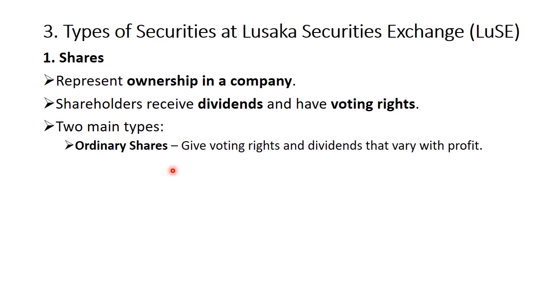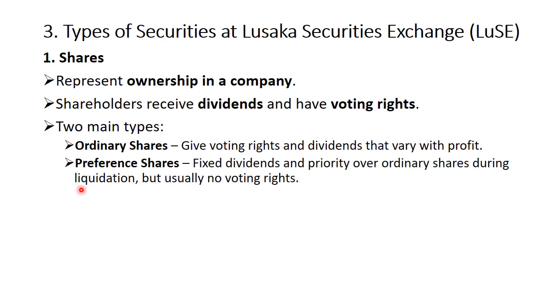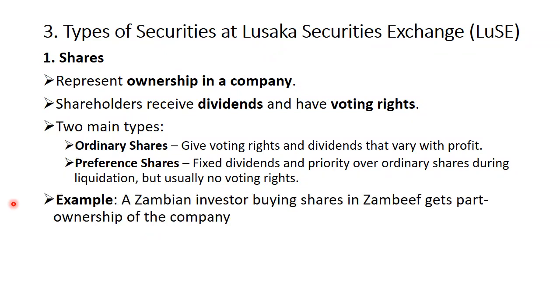There are two main types of shareholders. There are ordinary shares, which give voting rights and dividends that vary with profit. Then we also have preference shares, which have a fixed dividend and have priority over ordinary shares during liquidation, but they do not have voting rights. For example, a Zambian investor buying shares in Zambeef gets part ownership of the company. You should also buy shares in Bulgam so that you have ownership. However, Bulgam is not listed on Lusaka Stock Exchange, so you can't do that.